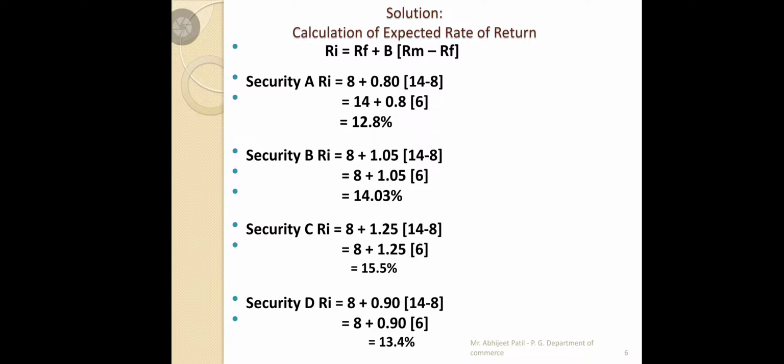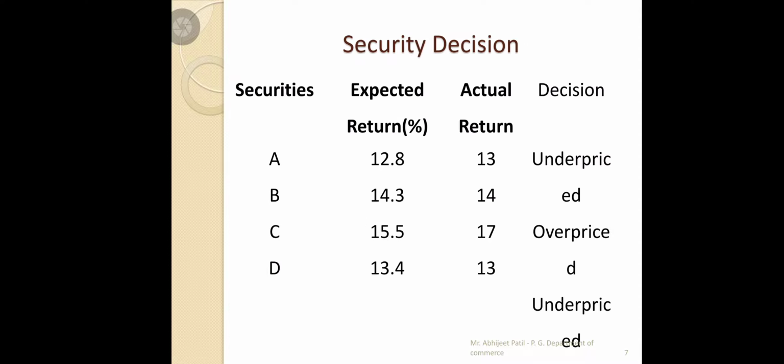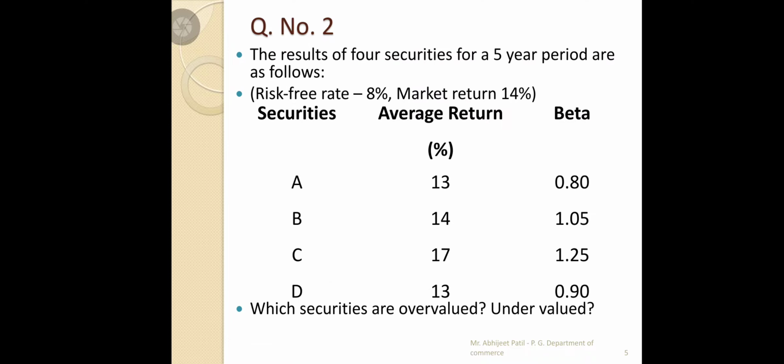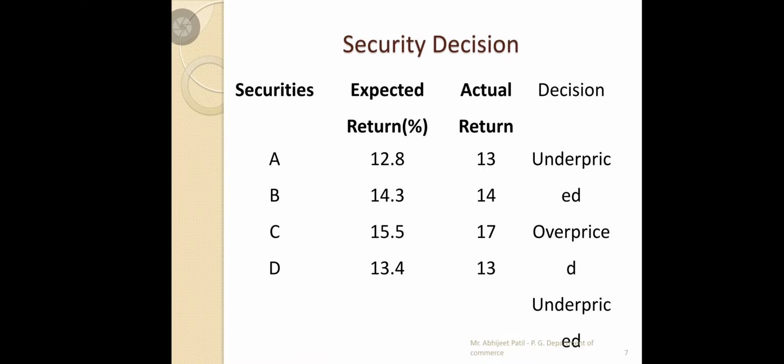Once we calculate the expected rate of return for individual securities, the second and foremost question is to determine which securities are underpriced or overpriced. How will we decide overpriced or undervalued? See the returns in the given problem and the calculated things. The expected return is what we calculate, and the actual return is given in the problem. Okay, see how to take the decision.